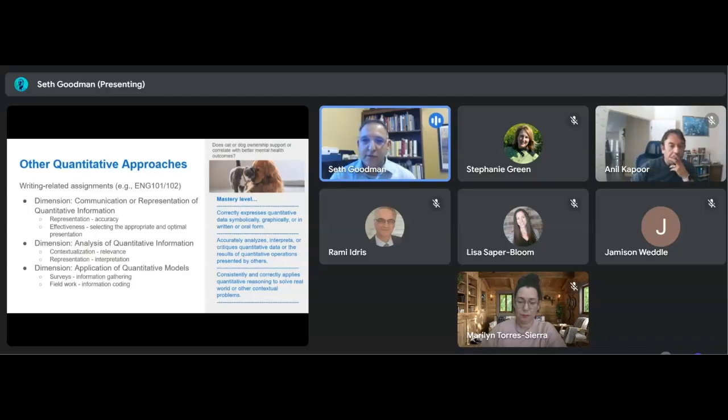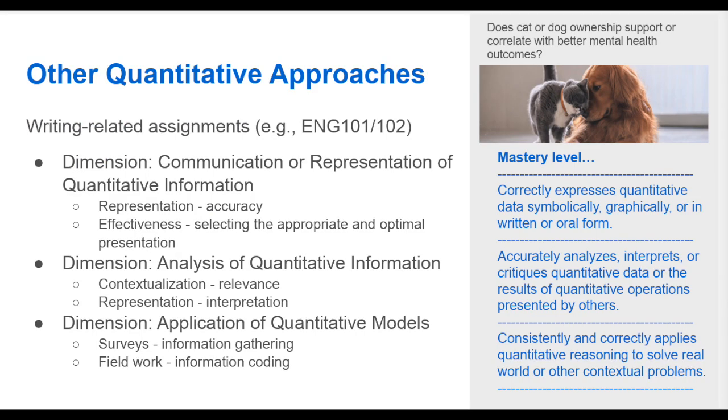Moving down to the dimension of application of quantitative models. With regard to surveys and information gathering, in this example, they're asserting an argument, they're making a persuasive argument. Have they demonstrated the ability to identify the new information that they need to get? Have they been able to identify the tools or the tactics that they're going to use to collect that information? And so that's an aspect of an assignment that can give them the opportunity to demonstrate that skill.